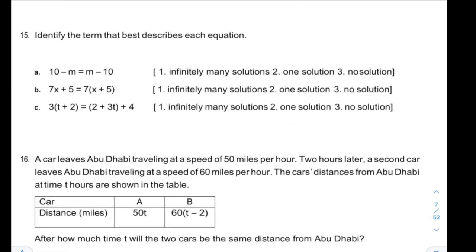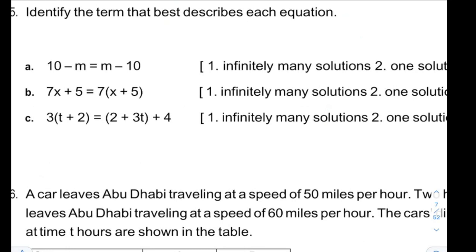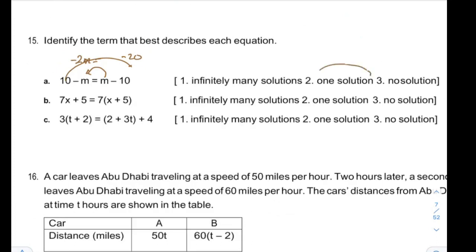Identify the term that best describes the equation. For A here, if you push the m here, it will be negative 2m is equal to negative 20. So there will be a solution. Meaning m will not disappear. If it disappears, you might have either one solution or no solution. So here, without solving, we can just say it has one solution.